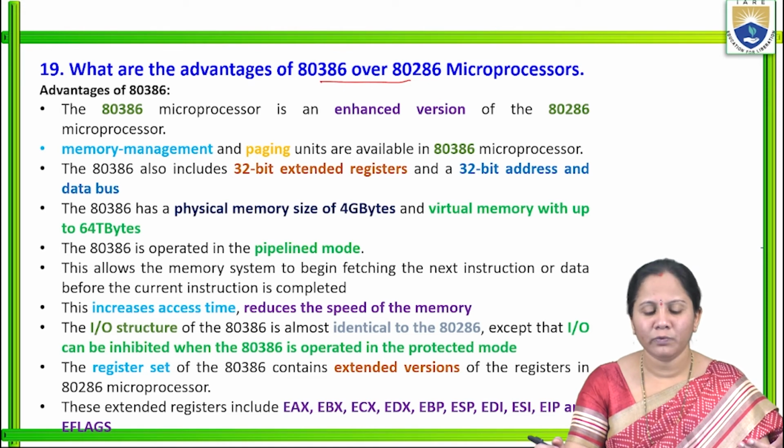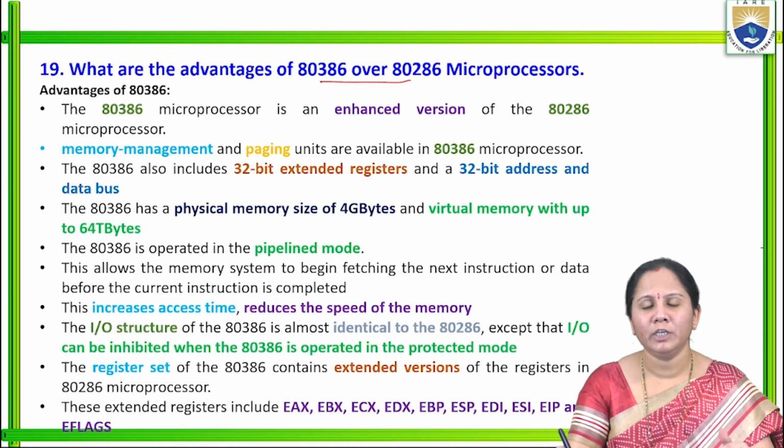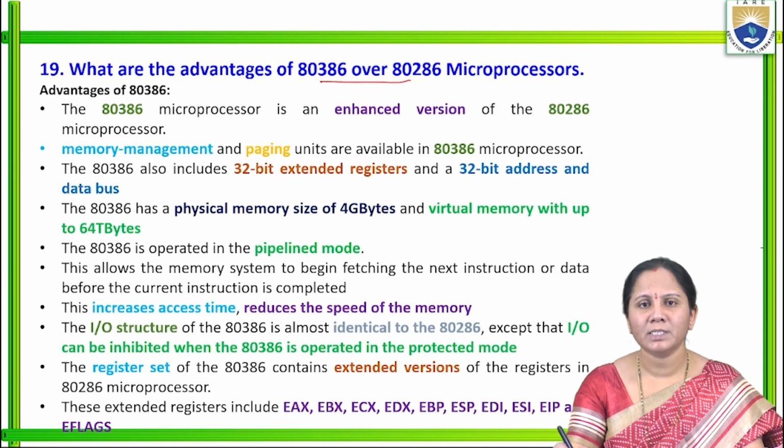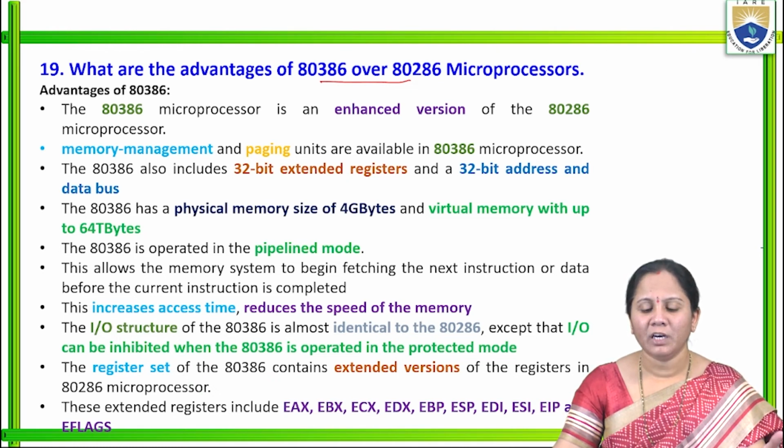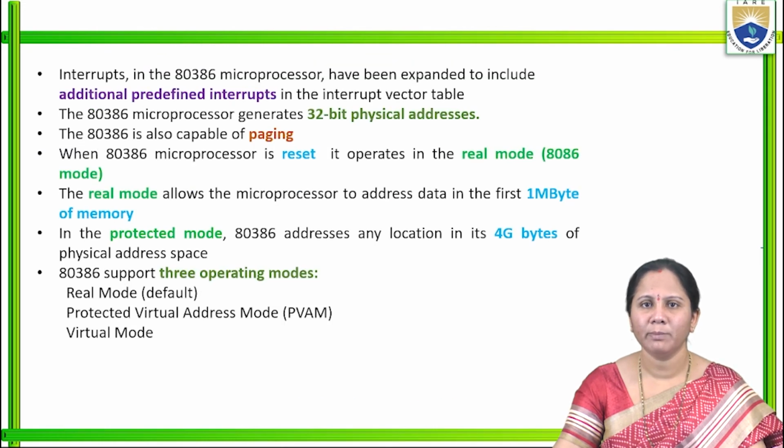Here, if we compare the features of 80286, all the features will be advanced in 80386 regarding data bus size, address bus size, memory size, regarding operating modes, size of registers, regarding size of the virtual memory. So regarding all these aspects, the features of 80386 will be advanced compared to the 80286 microprocessor. So 80386 supports the paging mechanism and segmentation mechanism. That is also one of the advanced features.